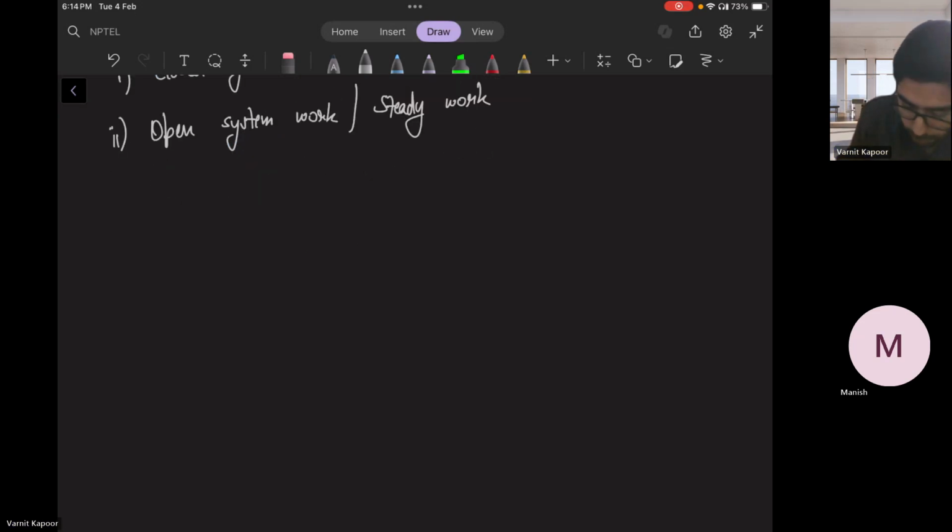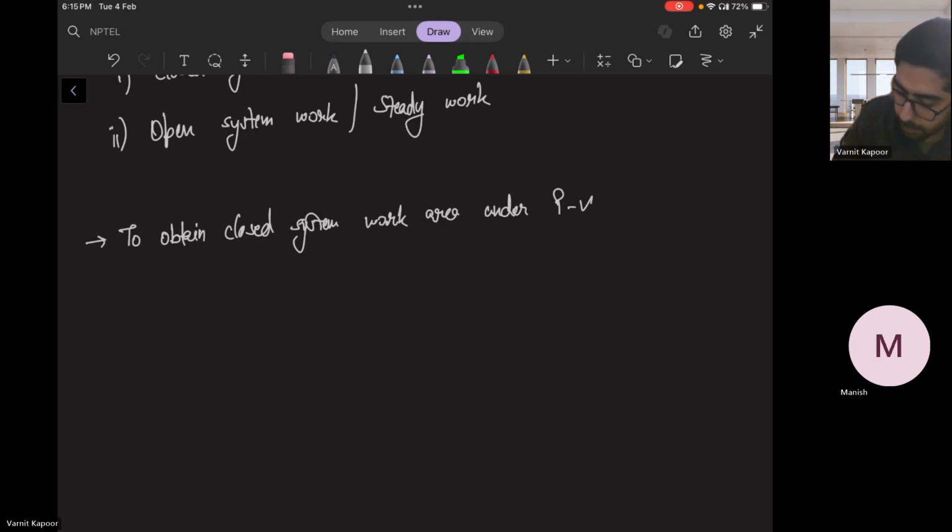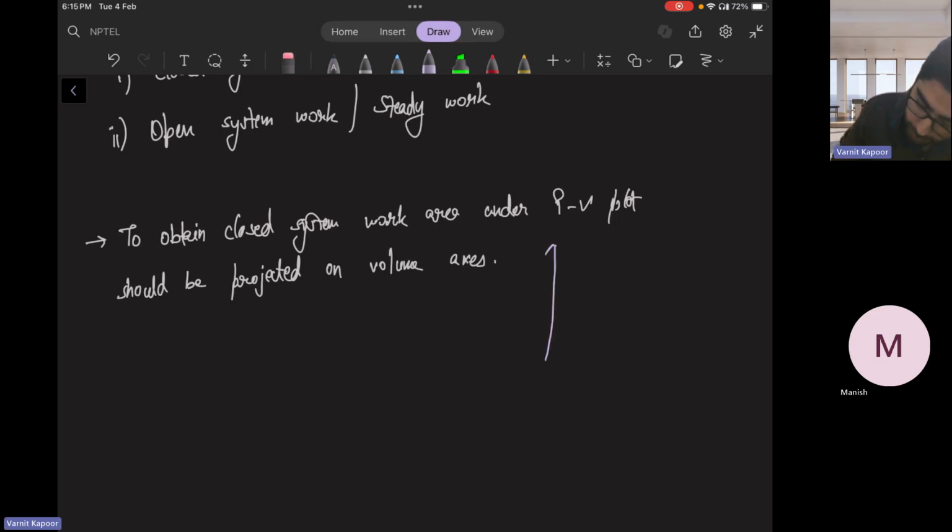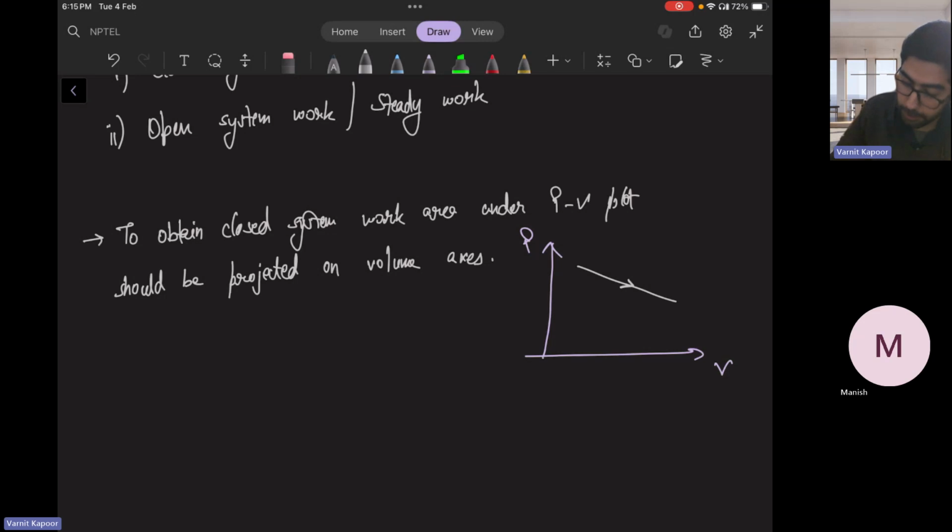Right here. To obtain closed system work, area under PV, pressure volume plot, should be projected on volume axis. What do I mean? If you have a pressure versus volume plot, and suppose our graph looks like this, from state 1 to 2, the projection of this should always be on the volume axis when you are defining it as a closed system work. All right.